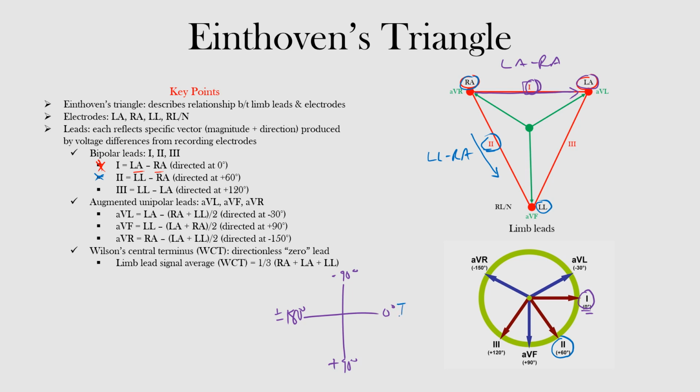So again, this would be lead 1. This is about positive 60 degrees, where we have lead 2. So we have lead 1 and lead 2.